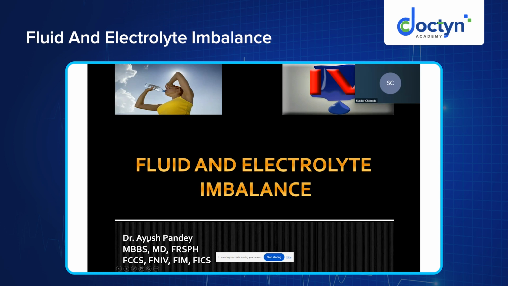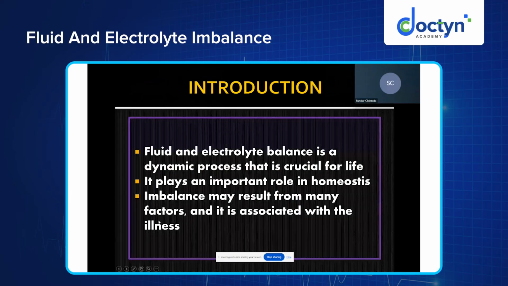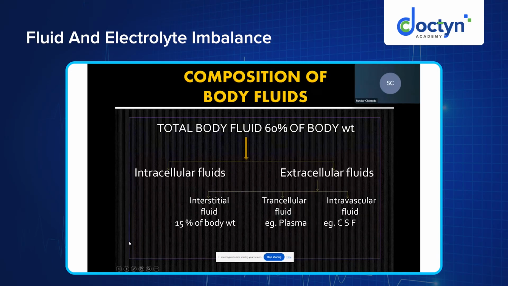And then we'll wrap up the discussion by discussing a case related to the presentation. So let's go ahead. Fluid and electrolyte balance is definitely a crucial and dynamic process that is going on, and it is crucial for life. It plays an important role in maintaining the overall homeostasis of the body. Any fluid or electrolyte imbalance, from any of the causes we'll be discussing, can cause an acute or a chronic illness, and it can also lead to mortality and morbidity. That's why understanding and managing fluid and electrolyte balance is very important.